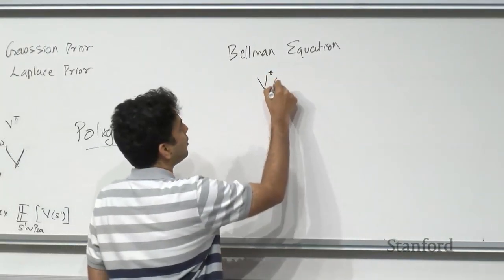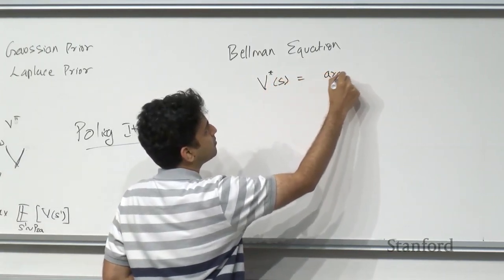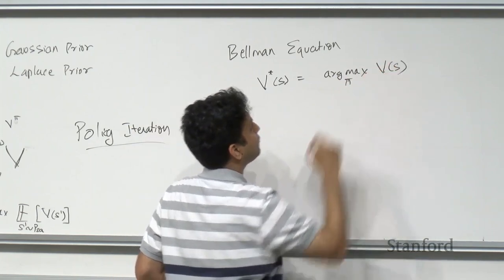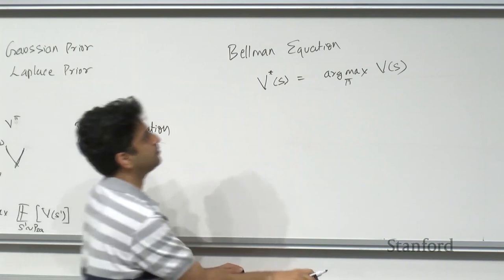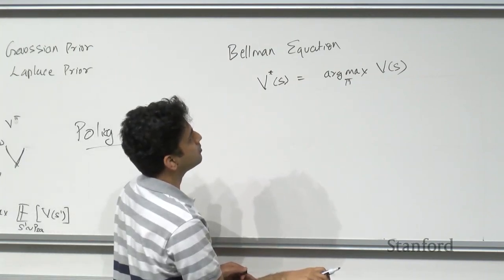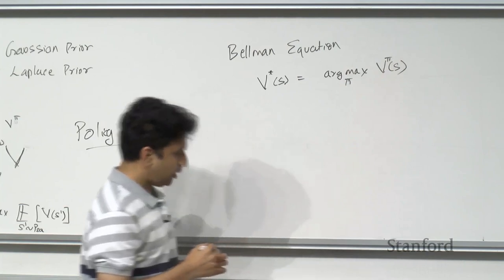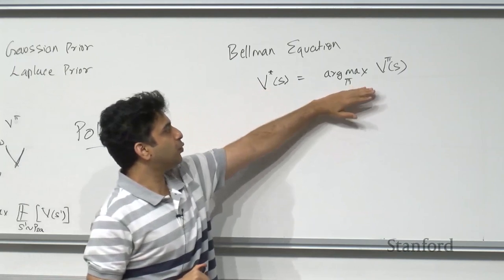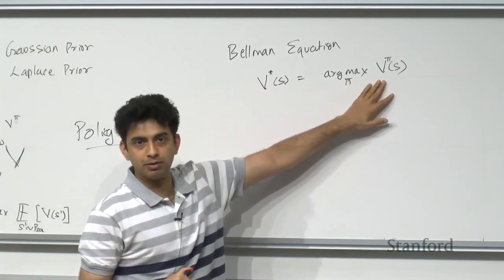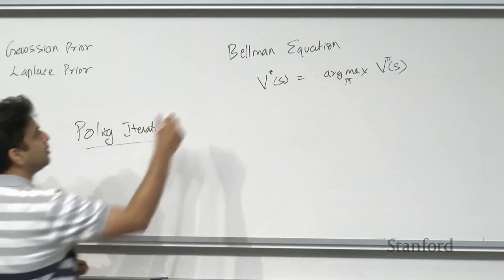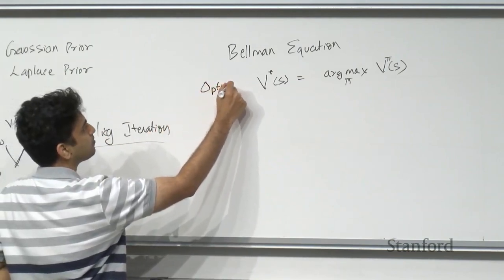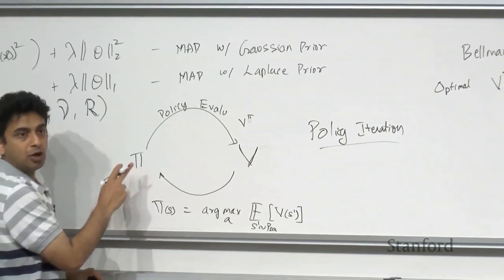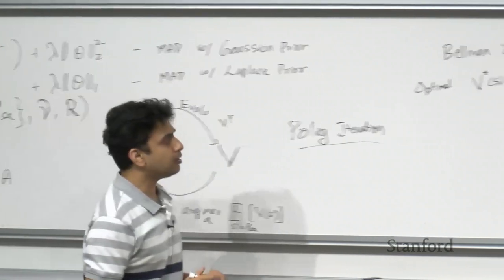And V star of s is basically argmax over pi of V pi of s. So basically, what is the best possible value that you can have for a given state if you were to scan across all possible policies? So that's the optimal value function. And if you were to plug this optimal value function in here, the policy that you're going to recover is the optimal policy.